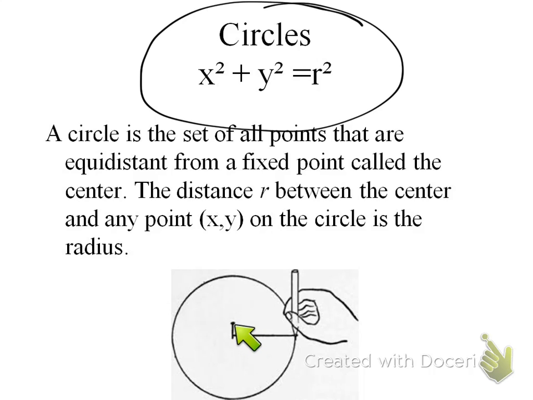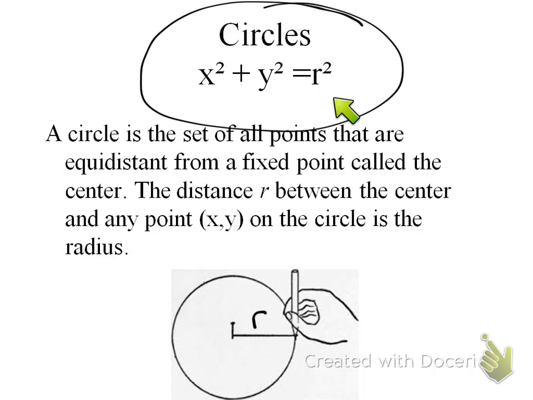Right here, there's a nail. That's the center of the circle. And then some string. The length of the string would be the radius. You attach a pencil to it, and you go around. That's how you would make a circle. So every point that ends up being on this circle is r distance from the center.